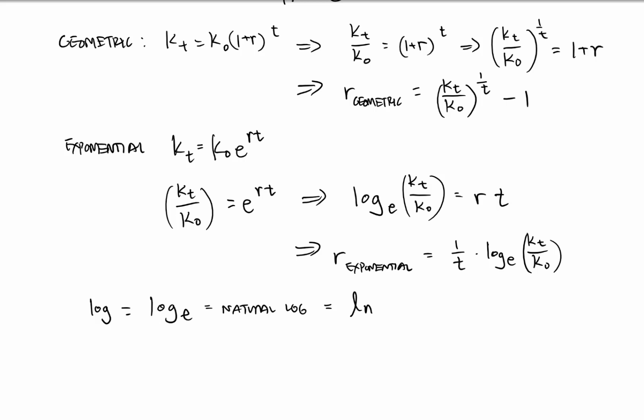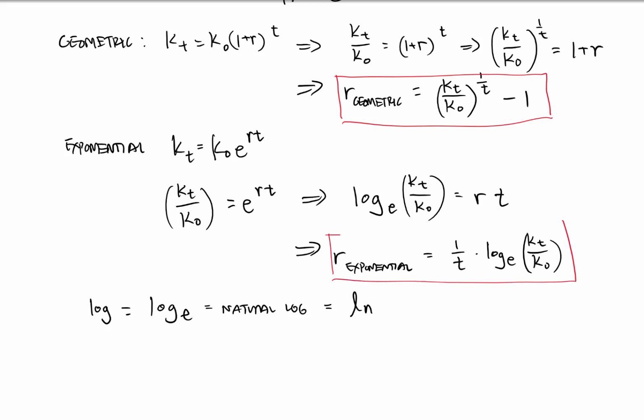So now we have a formula for each of these things. We have one for the geometric growth. I'm going to circle this, put this in a red box, and I'm going to put this one in a red box. So we have a way to solve for the average growth rate for both the geometric and the exponential growth models.